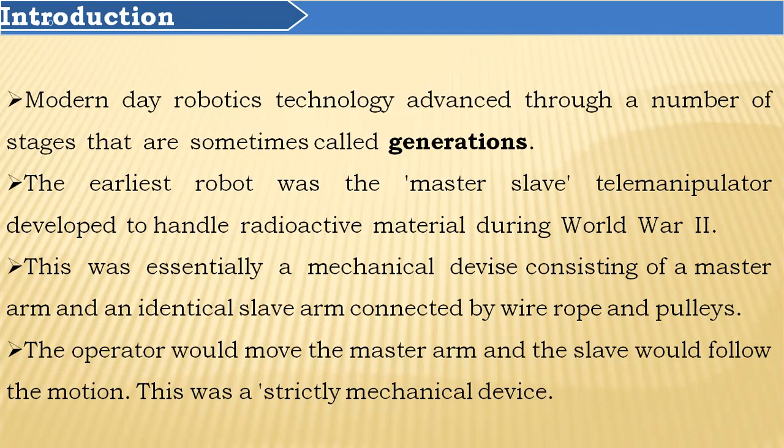Hence, if in the war there were any counter motions from the opponents, these robots would get destroyed while the slave would remain in active mode. And that's why we call it an operating device with mechanical actions. Hence, we strictly call it a mechanical device.